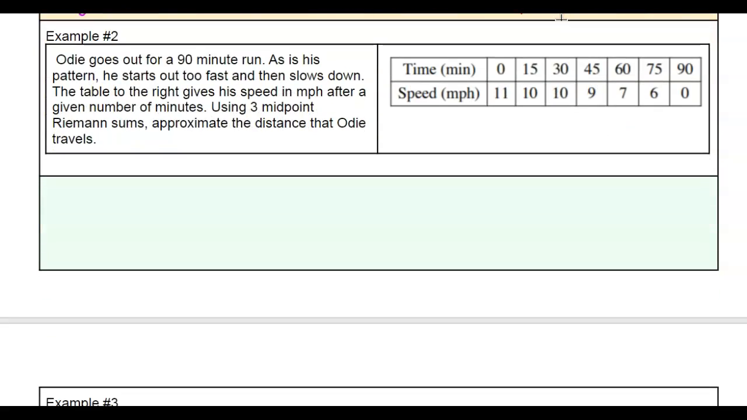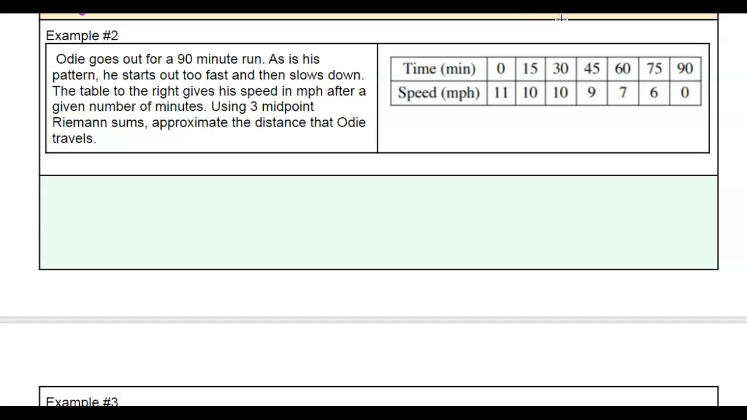All right, example 2, same idea. For some reason, the midpoint really throws people off when we're given a table of values, but it's the same idea. He's going out for a 90-minute run. He starts out too fast and then he slows down. You can kind of see that by the speeds. And then use 3 midpoint Riemann sums to approximate the distance that he travels. Because remember, when you integrate our function, we're going to get the total miles because it's miles per hour and in minutes.